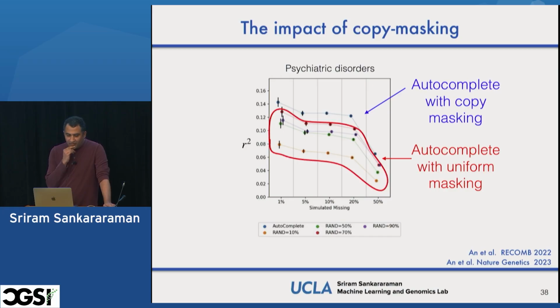Just to show you the value of this approach, here is an example. This is a data set from the UK Biobank. It's a data set of psychiatric disorders. What you're seeing is accuracy measured on the y-axis compared to how much missingness we are simulating. We have a model that is trained with uniform masking compared with the model with copy masking. We see that no matter what levels of uniform masking we apply, copy masking always tends to do better. This is telling us that there is value in modeling this structured missingness through copy masking.